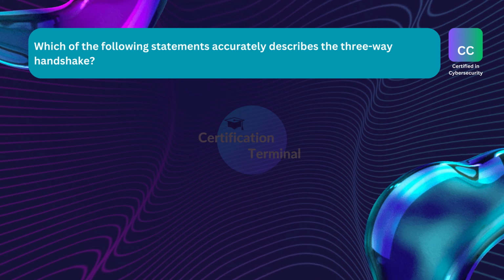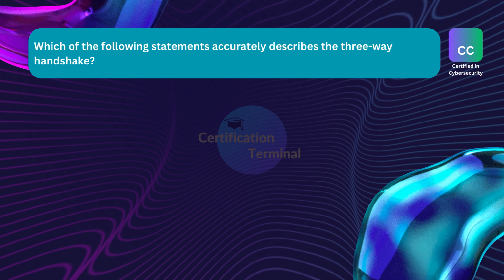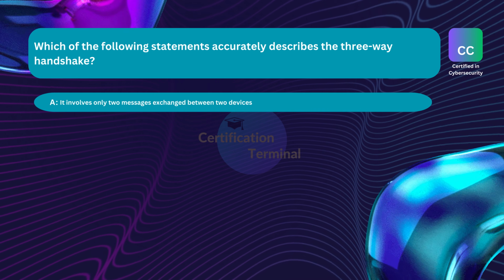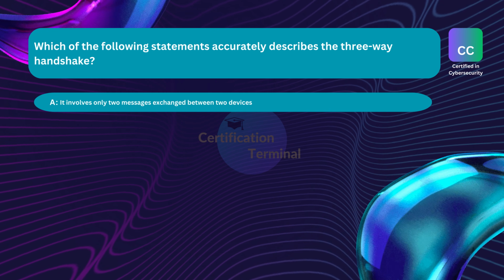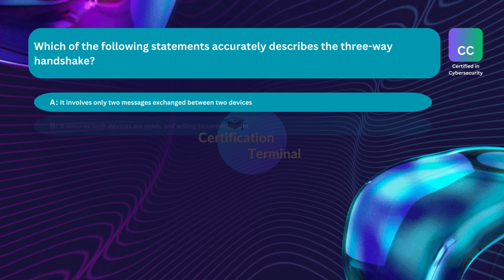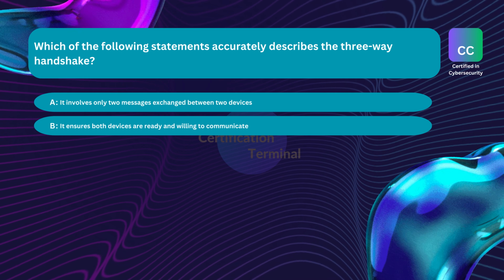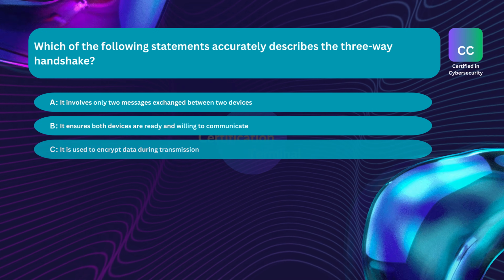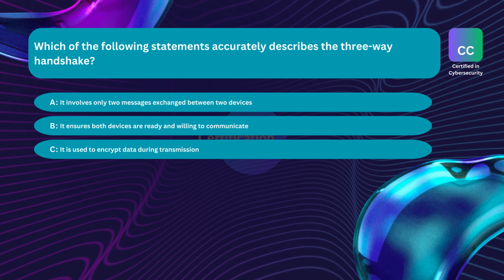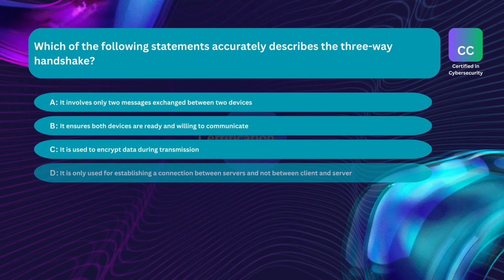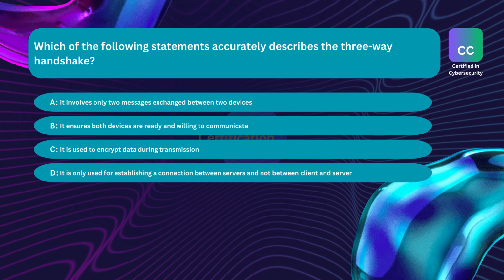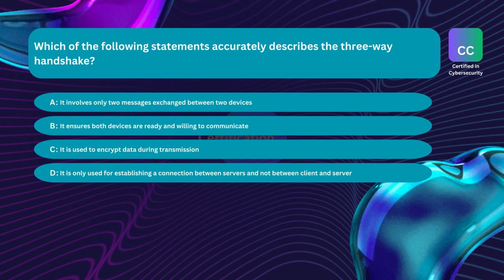Question number 6. Which of the following statements accurately describes the three-way handshake? Option A, it involves only two messages exchanged between two devices. Option B, it ensures both devices are ready and willing to communicate. Option C, it is used to encrypt data during transmission. Option D, it is only used for establishing a connection between servers and not between client and server.